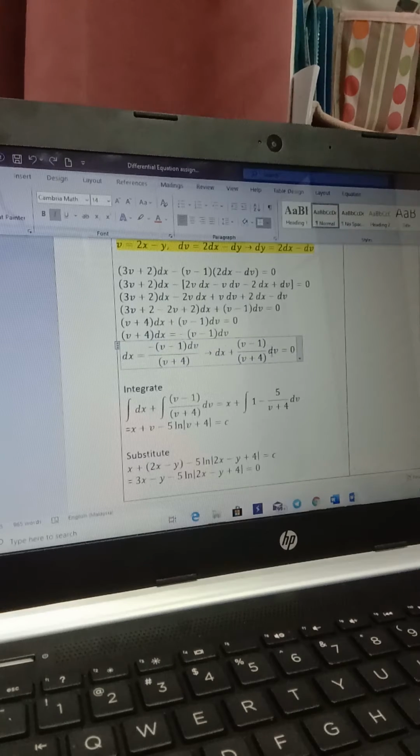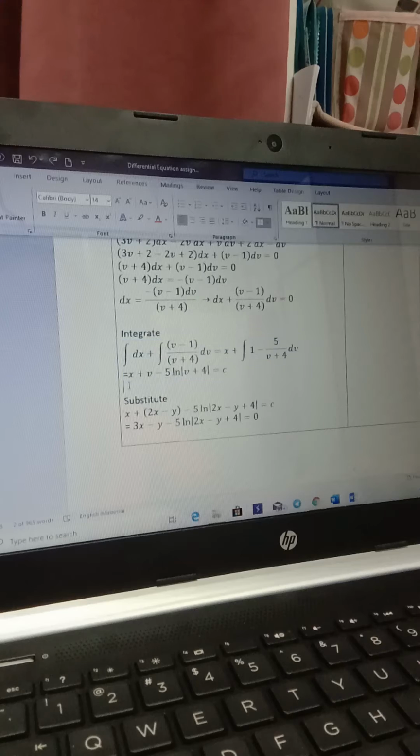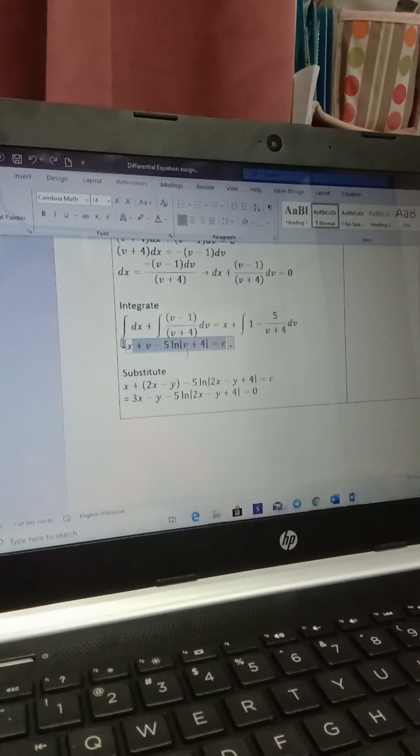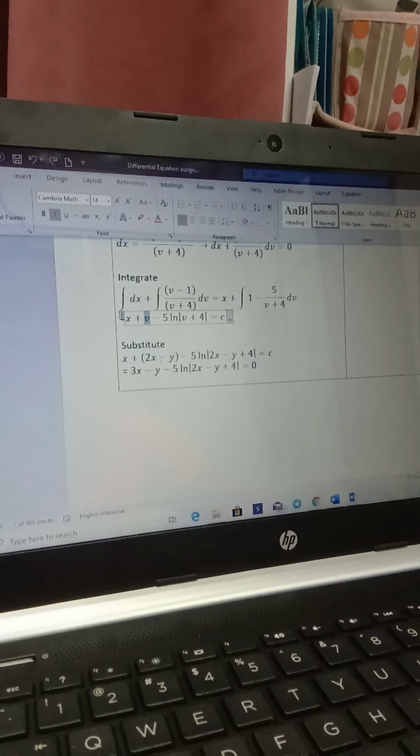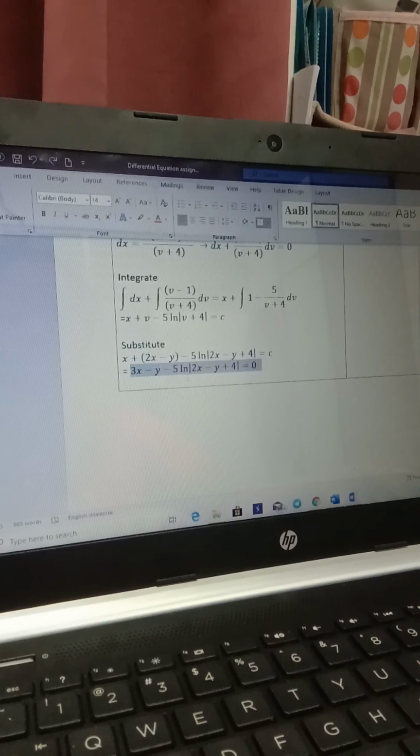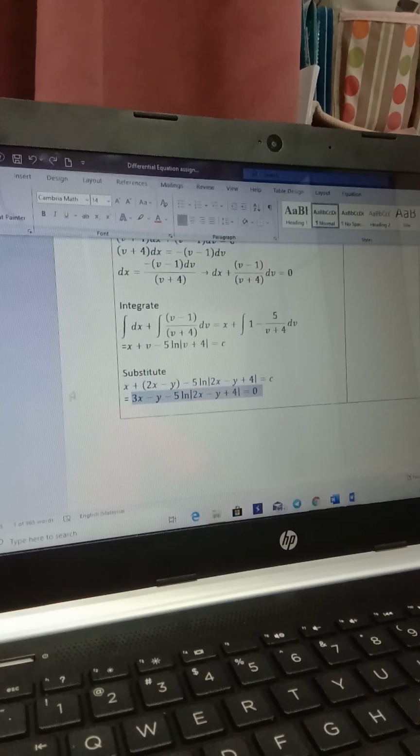As I have dx and dv, I integrate. For (v - 1)/(v + 4), I change it because it is an improper fraction, so I get this one by using long division. Then I get x + v - 5 ln|v + 4| = c. For this one, we need to substitute v with the original equation. So I substitute v with 2x - y, and also v here with 2x - y. Then for the final one, this is the answer: 3x - y - 5 ln|2x - y + 4| = c. That's all from me. Thank you.